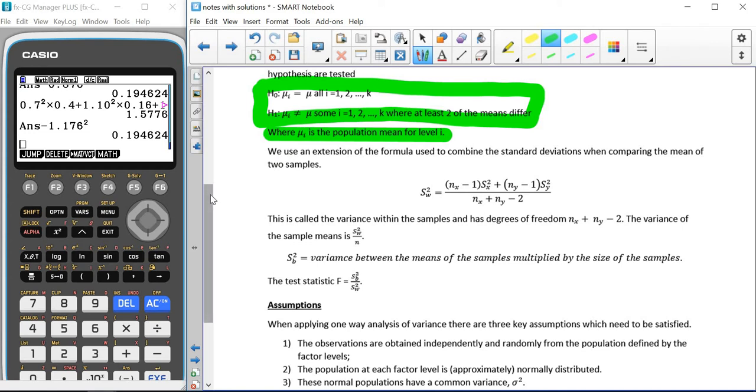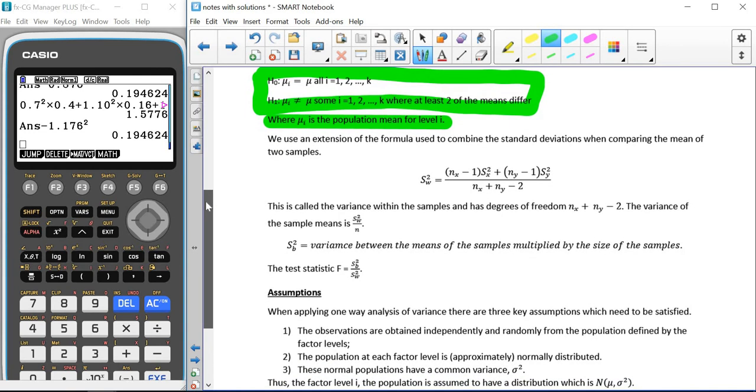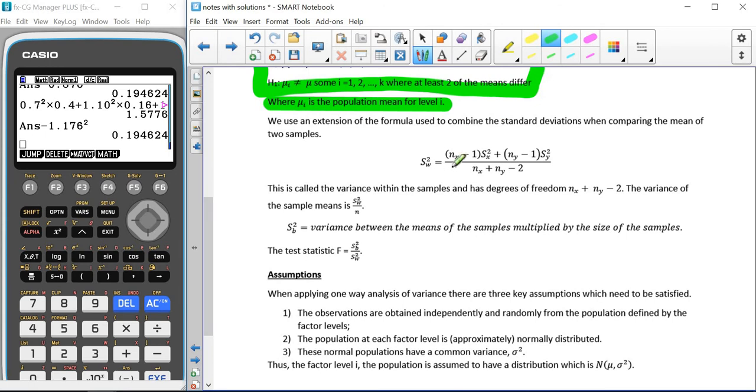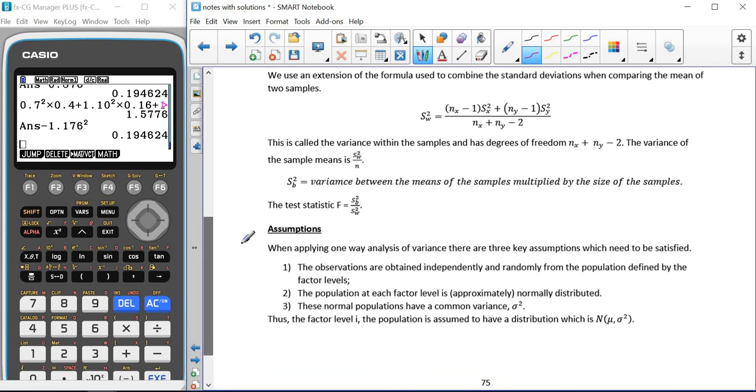Now this is an extension of the SP² formula. We're not going to look at it this way, as this is an old way of thinking about it, but we have our pooled standard deviation, and SW² is the variance within the groups. SB² is the variance between the groups, and the F statistic would be SB² divided by SW². We're going to look at it using the sum of squares formula, which is on the next page, so don't worry too much about this.